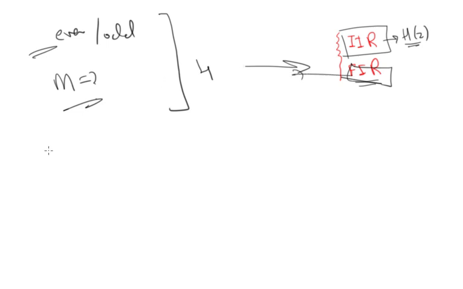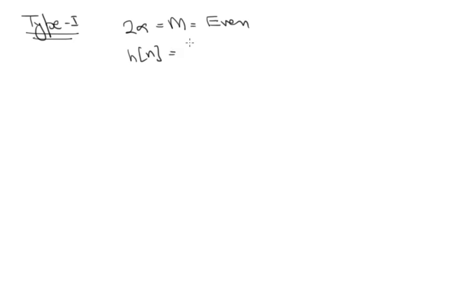Let us discuss them one by one. The first is of type 1. In this case, 2 alpha is equal to m and it will be an even number. Moreover, your impulse response is even symmetric. It exhibits even symmetry.